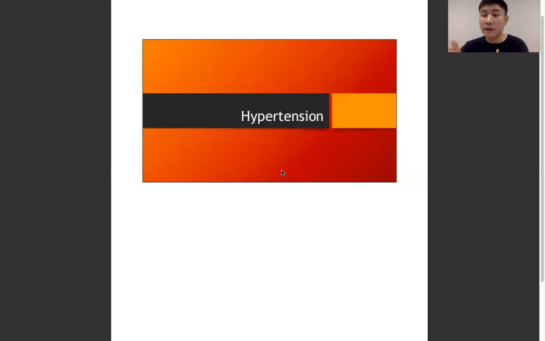Okay, so now we're going to cover each one. So now we're going to cover hypertension. Like I mentioned earlier, hypertension is basically high blood pressure.